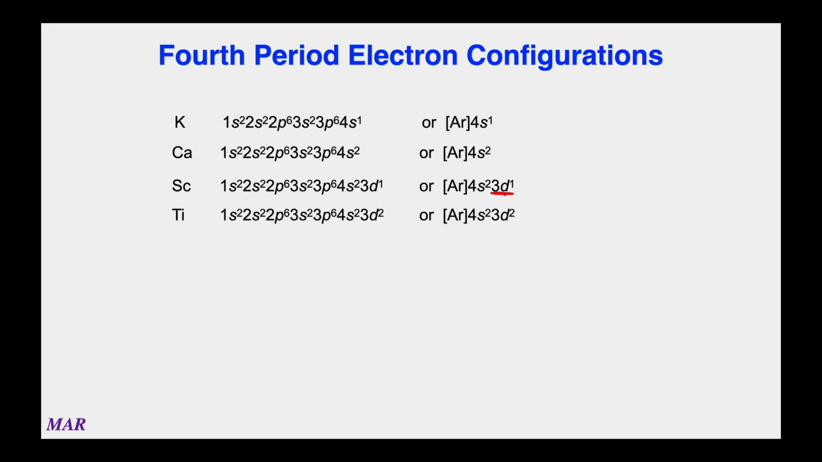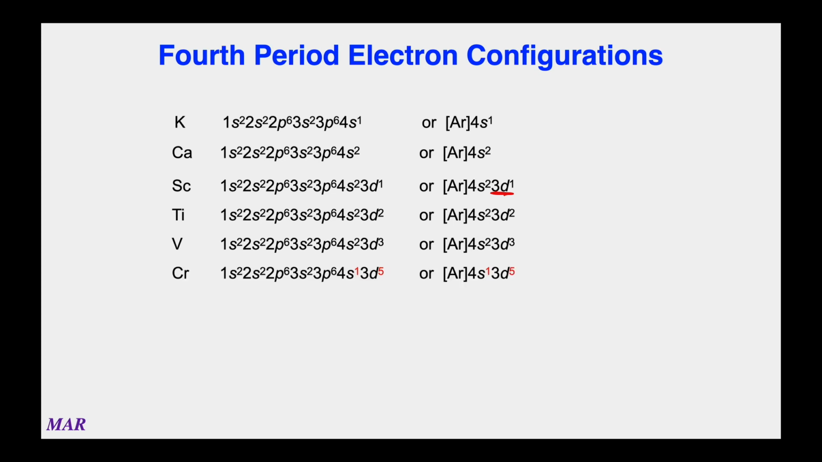Titanium, we talked about earlier, argon 4s2, 3d2. The next one is vanadium, argon 4s2, 3d3. Now, chromium, you would expect, would be argon 4s2, 3d4. But for some reason, and even I don't know, and scientists don't know, one of the s electrons jumps ship, and it goes from a 4s2, 3d4 to a 4s1, 3d5.